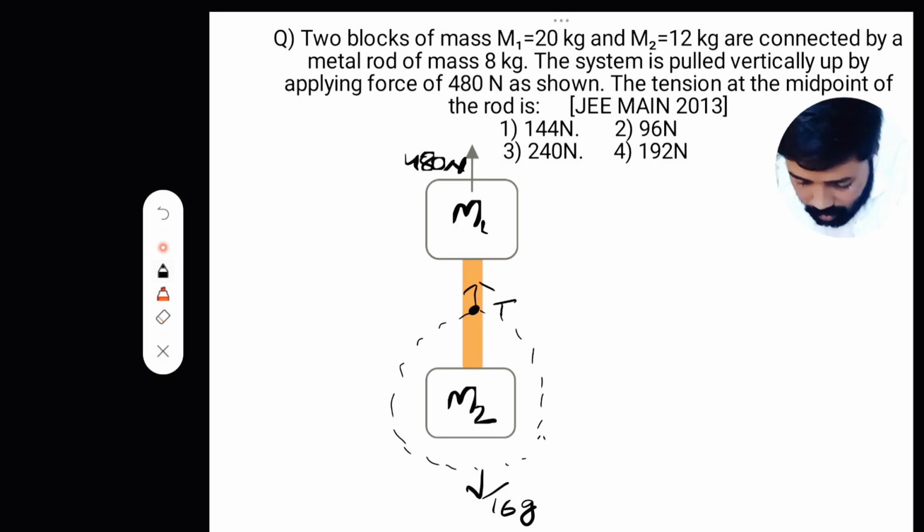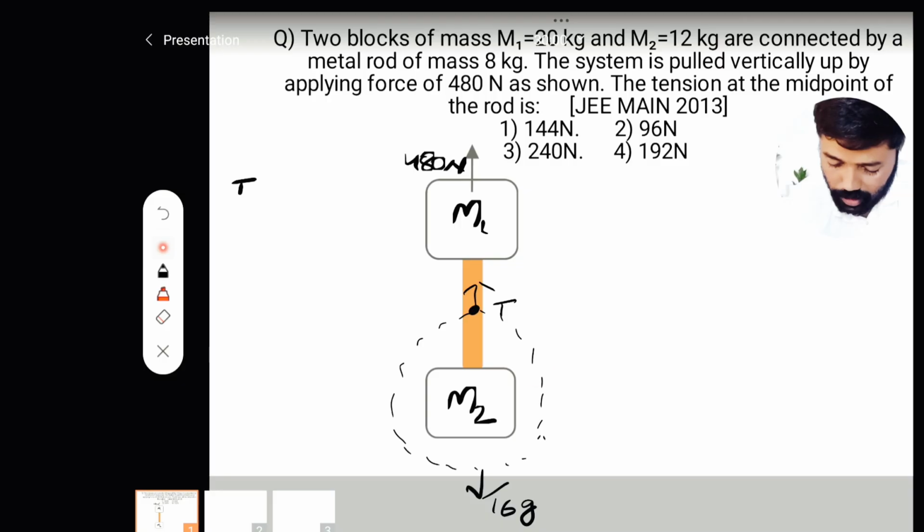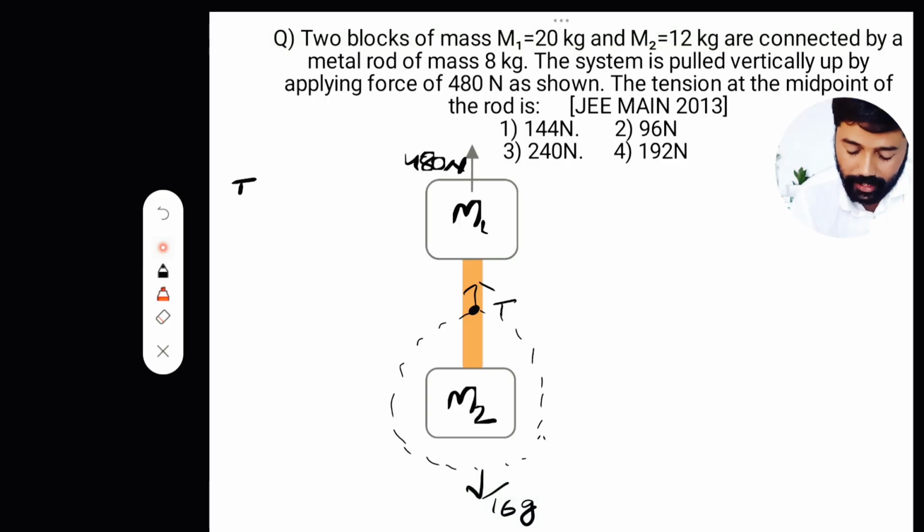And away from the body, tension is there. Since the body is moving vertically up, you can even verify. The 480 Newton force: mass M1 is 20, M2 is 12, so 20 plus 12 is 32, and the rod mass is 8, so 32 plus 8 is 40. Total 40 kg, so 40 into g is 400 Newton if you take g as 10, but 480 Newton is acting upward. 480 Newton is greater than 40g, so net force is acting upward. According to Newton's second law, net force on a system is equal to mass into acceleration. So the body is accelerating upward.